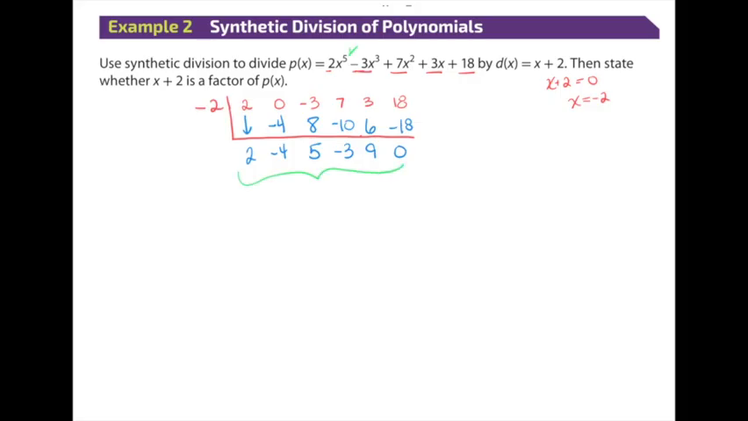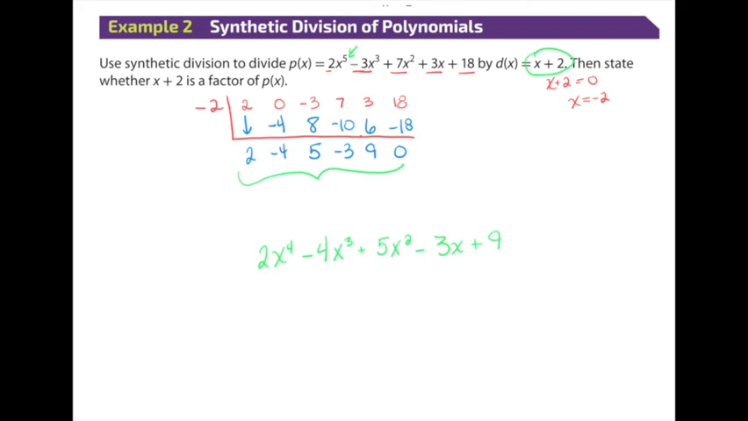I started with an x to the 5th, so I'm going to drop it by 1. 2x to the 4th minus 4x cubed plus 5x squared minus 3x plus 9. All right. Because my remainder was 0, that means this guy is a factor of that equation, that function. And it means that -2 is a 0, in fact. It means that it will cross the x-axis or bounce off of it at -2, okay?